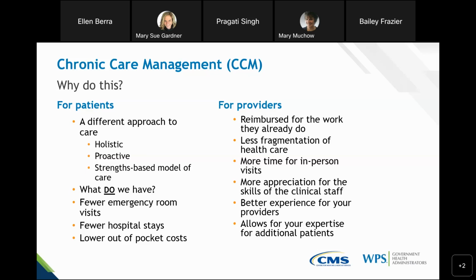And then there's more appreciation for the skills of your clinical staff. Chronic care management and principal care management is generally a non-face-to-face service, and it is generally provided by your clinical staff rather than by your physician or practitioner. And then it allows for your expertise to go towards some additional patients.